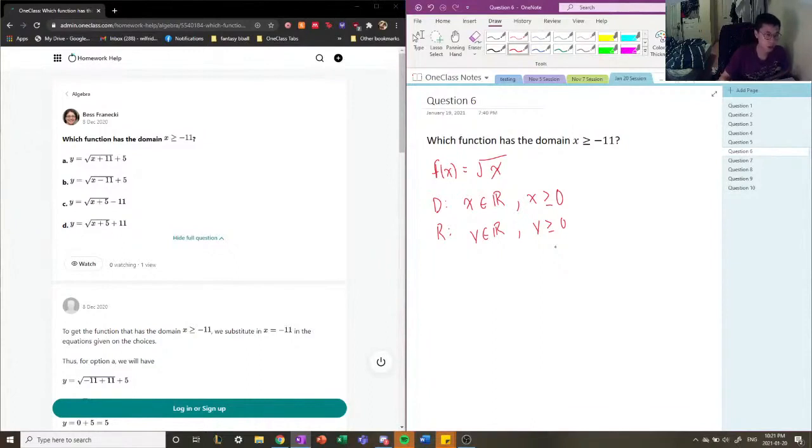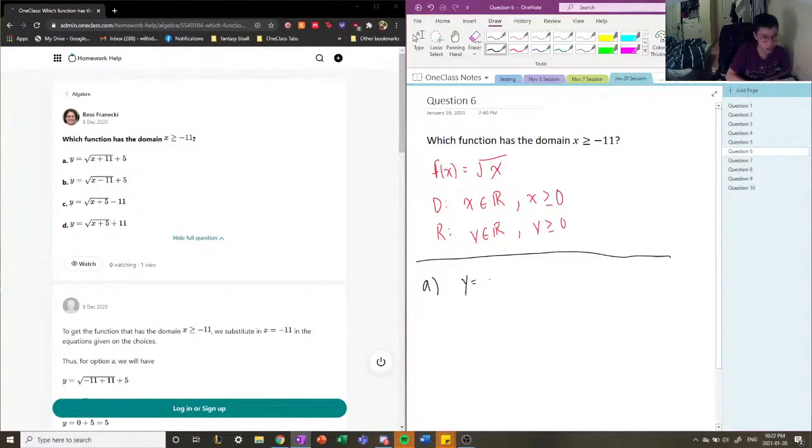So looking at our functions here, we have to evaluate each of the functions and find its domain and range. If this domain is similar to this, then we have found our function that has the domain of x is greater or equal to negative 11. So in all of these functions, we have to ask a question: what values of x will make our square roots be a square root of a negative number? Because what values of x make it a negative number means that that is a restriction upon its domain.